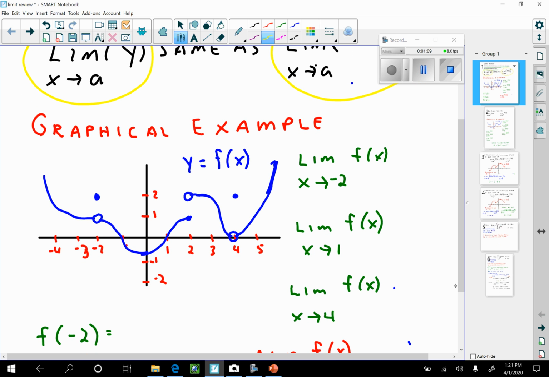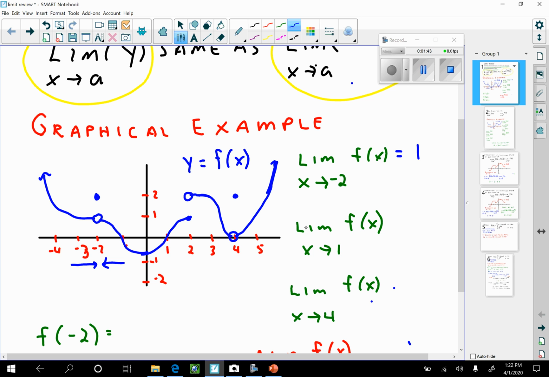Here I have a graphical example. The blue is the graph of some function, and I ask you to do some limits. The limit as x goes to -2 of f of x. Keep in mind a limit asks what a function value gets close to, not what the function value is. If I'm approaching -2 from this direction and from that direction, the function values are getting closer and closer to 1.